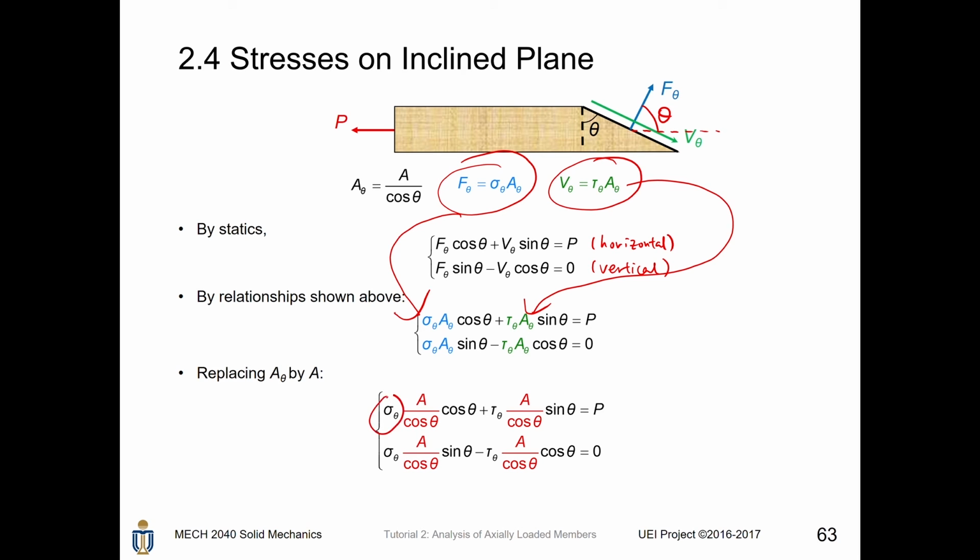One is sigma theta, one is tau theta. Those two are the unknowns that we are going to solve. Now we replace A theta by using A divided by cosine theta.